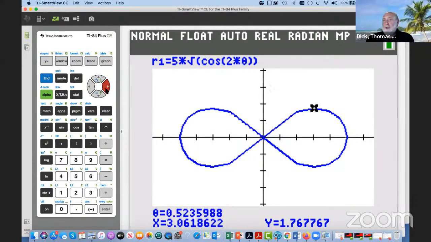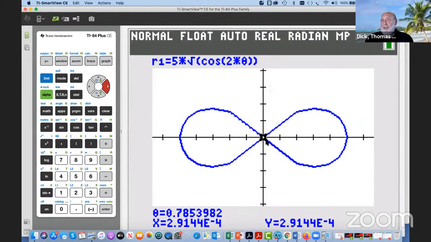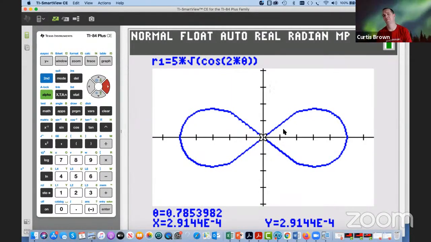Now I want to trace a little bit more. And now I'm just going to trace one more increment of pi over 24. And notice it jumped all the way to the origin with that. So this very last stretch went very quickly. That was a small increment in theta that got me all the way to the origin.